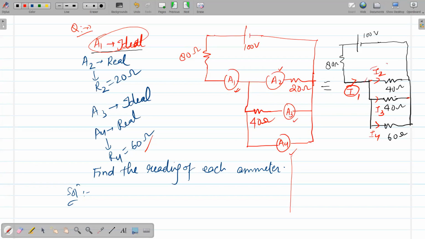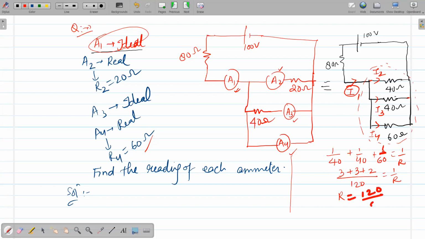So first of all, let's find the equivalent of these three. Equivalent will come out as 1 by 40 plus 1 by 40 plus 1 by 60. This is a parallel combination case, equals 1 by R. So the LCM is 120. And here 3 plus 3 plus 2, 1 by R. R is coming out as 120 divided by 8. This can be cancelled by 15. So 15 ohm is the resistance of this value.